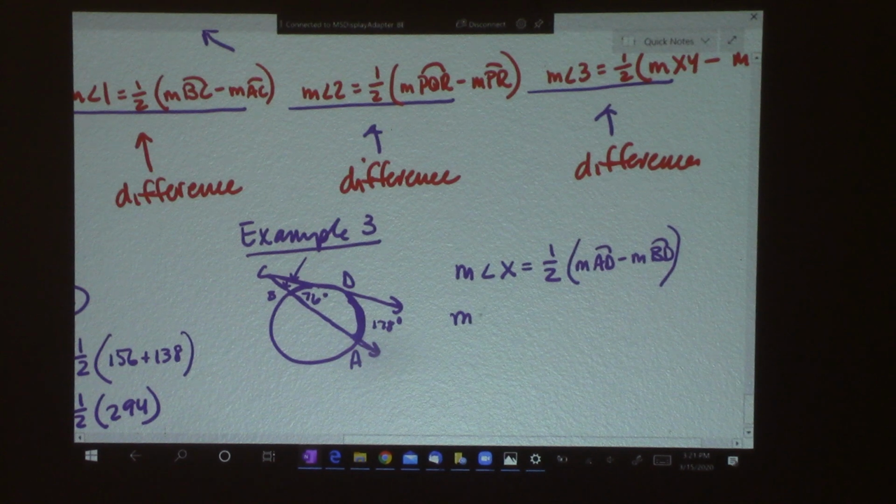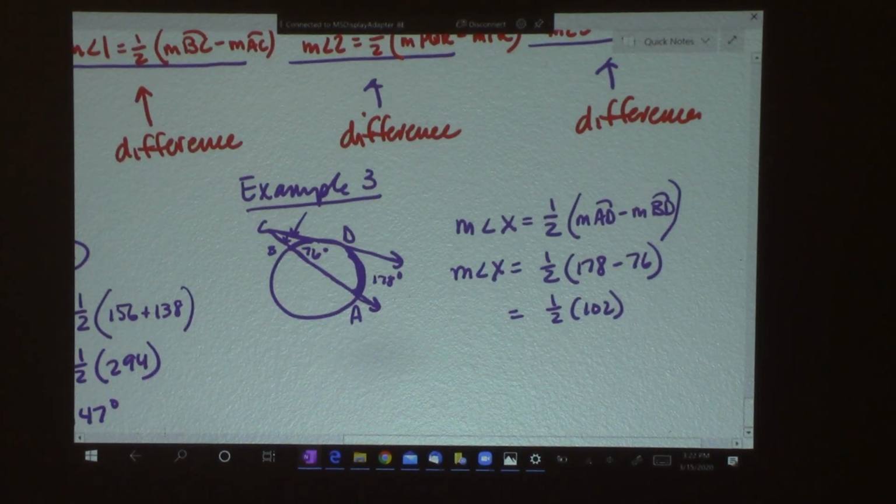So now I just put my numbers in. Half of AD is 178 and BD is 76. So the first thing I do is subtract, and I get 102. And then I divide by 2 and I get 51. So the measure of angle x is 51 degrees.